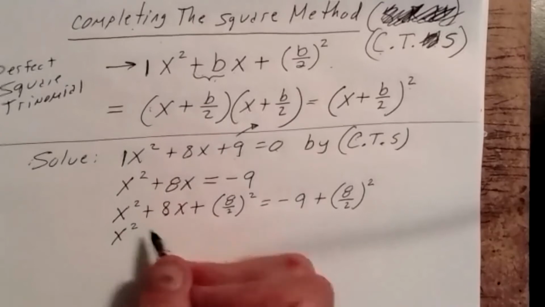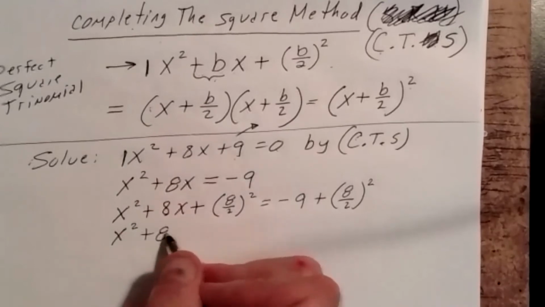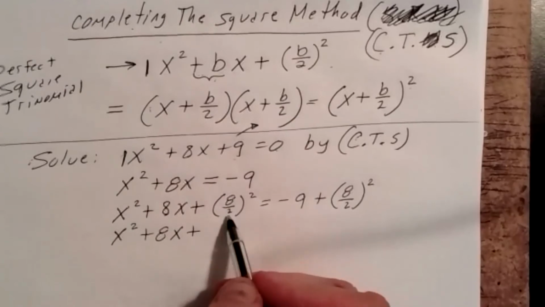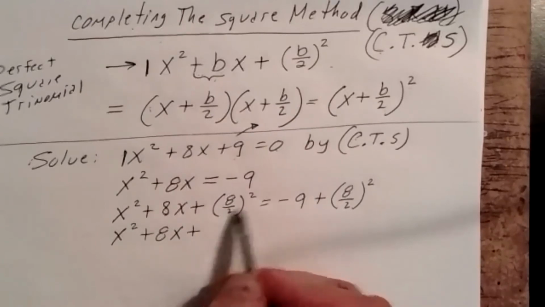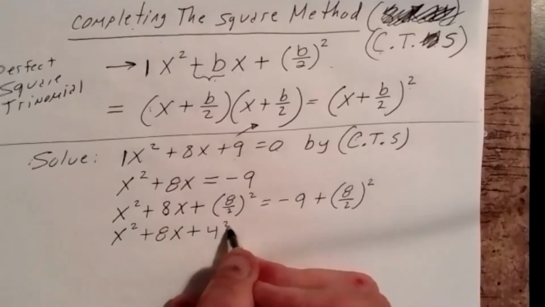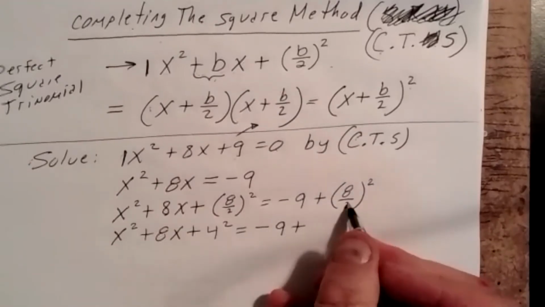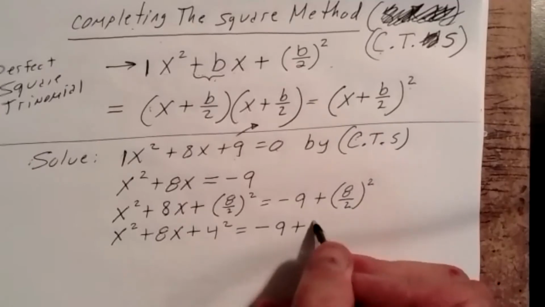All right, let's clean this up. We got x squared plus 8x plus 8 divided by 2, which is 4. And so we'll have plus 4 squared at the end. The right side is negative 9 plus 4 squared. What is 4 squared? Might as well just simplify it over here. 4 squared is 16.